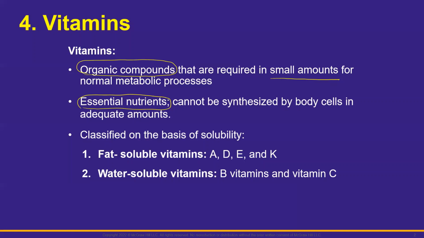And for classification of vitamins based on solubility, there are two types. The first one is fat-soluble vitamin, which is vitamin A, D, E, and K. While the other ones are vitamins that are soluble in water, consisting of vitamin B and C.